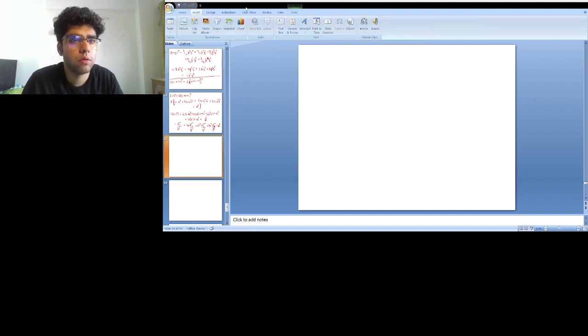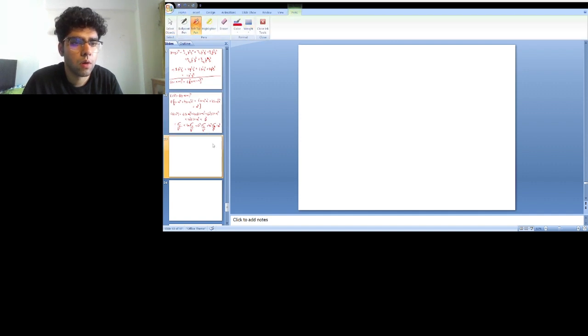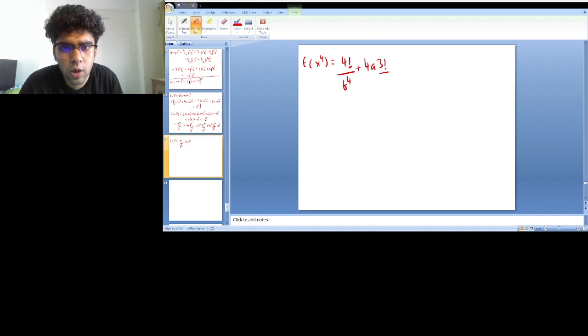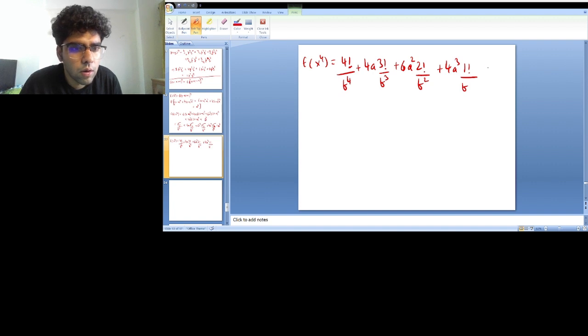So this gives me E(X)^4 as Γ(5), which is 4 factorial upon b^4, plus 4a, 3 factorial upon b³, plus 6a², 2 factorial upon b², plus 4a³, 1 factorial upon b, plus a^4, right?